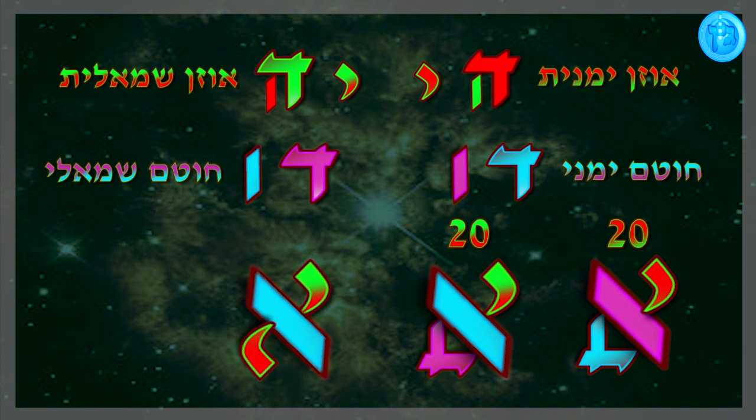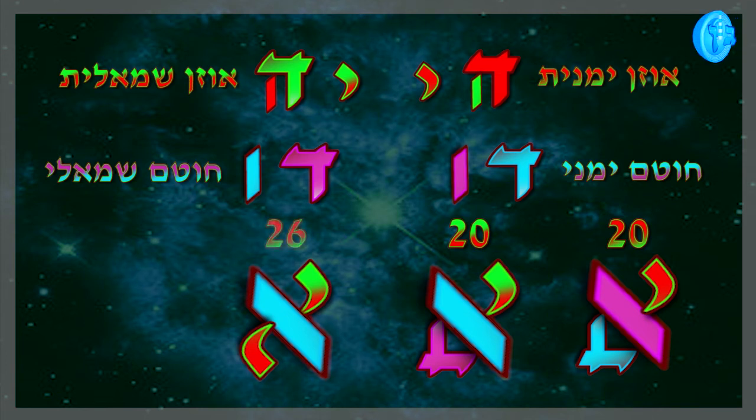And as you can see, the shape of this third letter Aleph is somewhat different from the first two Aleph letters that had the shape of the letters Yod, Dalet, and Vav, and a gematria of 20. However, this third letter Aleph is made out of two Yod letters and one Vav letter, which together have the gematria of 26.